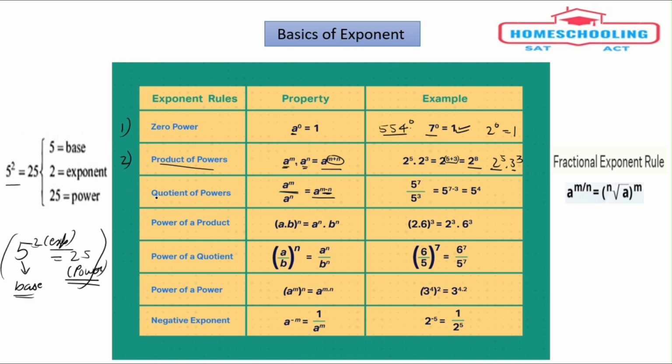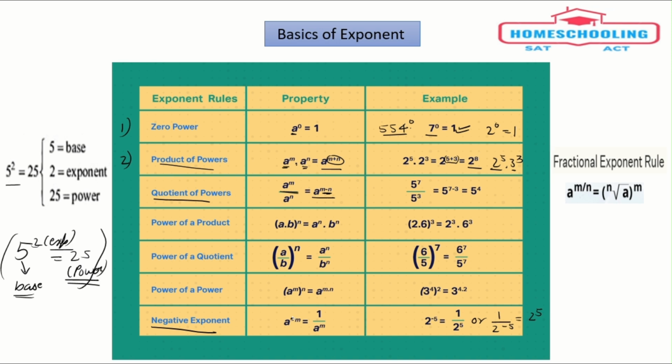We can also derive this quotient of powers from the negative exponent. In a negative exponent rule, a to the power minus m, the exponent is minus m here. So that is equal to the inverse of that. So if 2 to the power minus 5 is given, then we can write it as 1 divided by 2 to the power 5. Or if it is 1 over 2 to the power minus 5, we can also write it as 2 to the power 5.